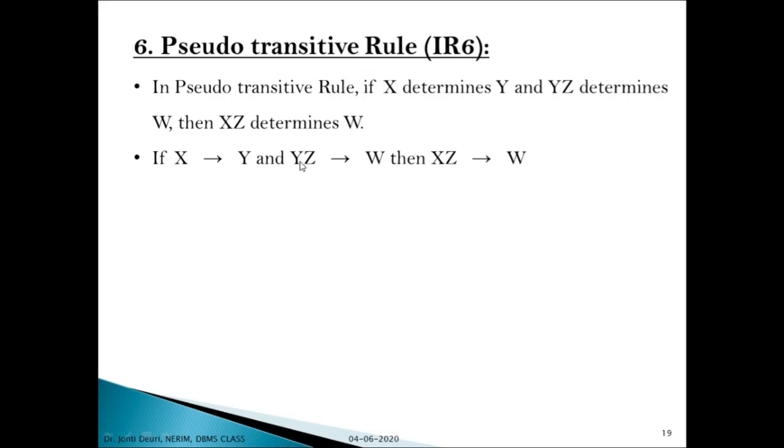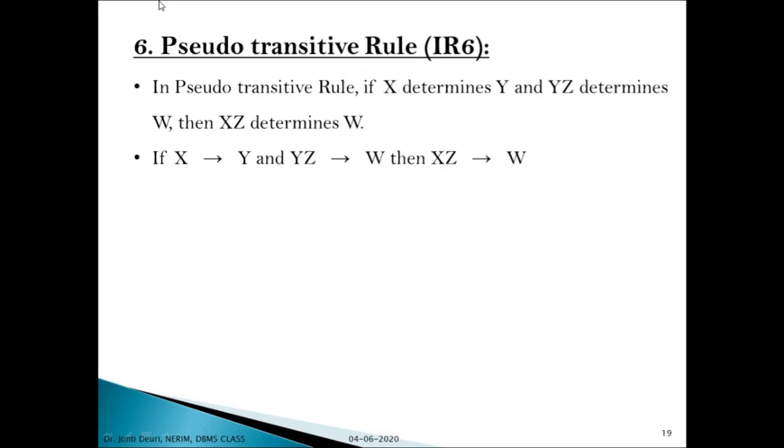So if Z can be added with Y, then with X also we can add it, and that can also determine W, right? So that's what is given here. X determines Y and YZ determines W, then XZ can also determine W. In transitive, what happens actually? If X determines Y and Y determines W, then we can write X determines W, right? That is our transitive rule.